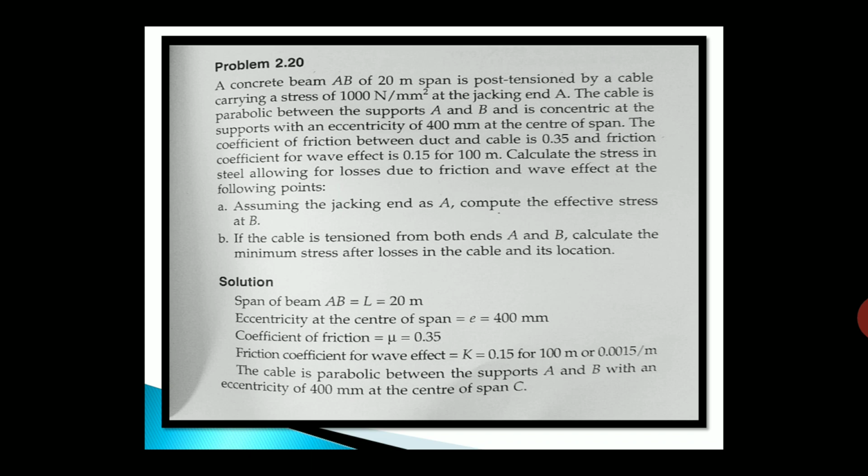Now see the given data, directly you cannot take 0.15, it is 0.15 per 100 meters. Therefore for 1 meter, how much? 0.15 divided by 100. So here there is a possibility of you all making a mistake. You will take the coefficient directly as 0.15, but it should not be done because 0.15 is for a span of 100 meters. Therefore for 1 meter, the wave effect coefficient will be 0.15 divided by 100, which is 0.0015.